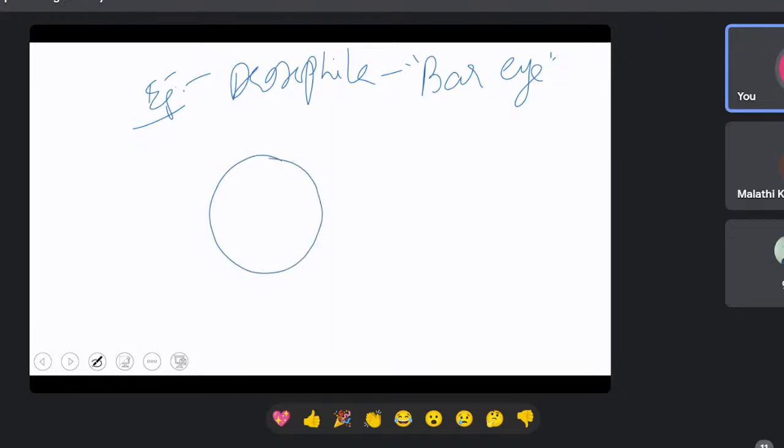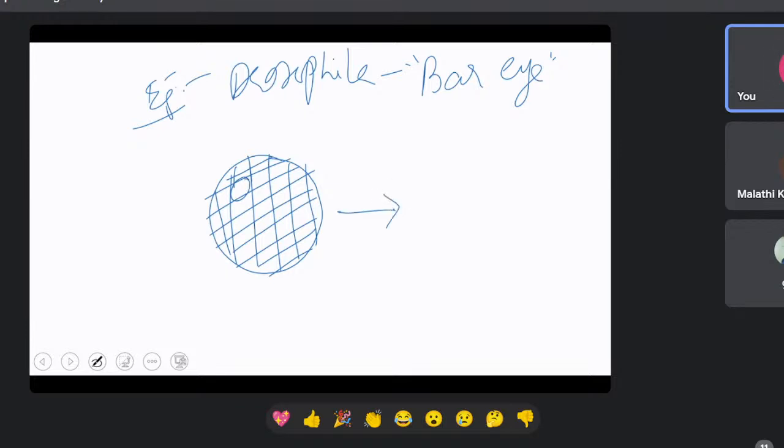Drosophila is an insect. Insects have compound eyes, isn't it? So with so many number of facets, each facet is said to be having an ocella inside.